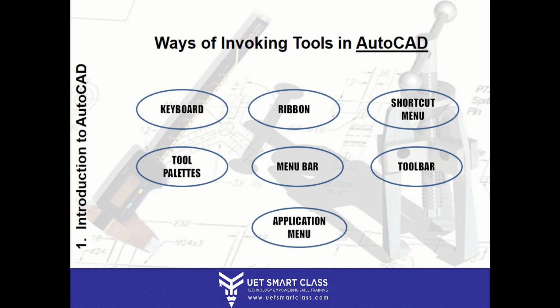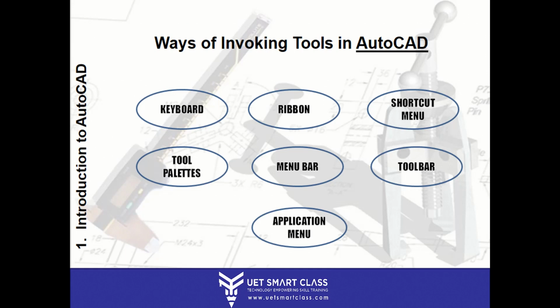So you have to start the line command in your AutoCAD. This can be done through various ways, like through keyboard by typing in your command line, through ribbon which is there on your top screen, through some shortcut menus, through tool palettes, through menu bars, through toolbars and your application menu. So these are the ways through which you can invoke different commands in AutoCAD. It doesn't mean the line command would be invoked through all these ways. These are the overall ways in AutoCAD to start a particular command.